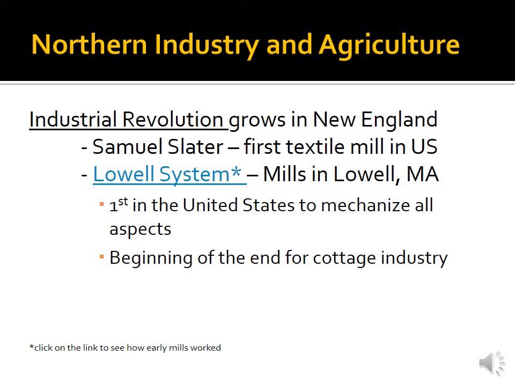All right, so northern industry and agriculture. So the Industrial Revolution grows in the New England states, okay, in New York, Massachusetts, Connecticut, Rhode Island, and specifically the Lowell system is where these textile mills start to pop up in Lowell, Massachusetts, and this is the first in the United States, and this was the first place in the United States to mechanize all aspects of the textile industry. And it is the beginning of the end of the cottage industry.